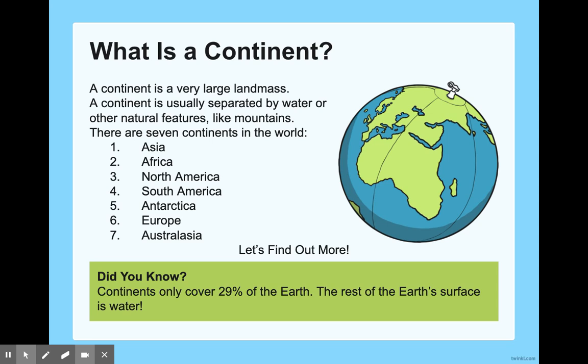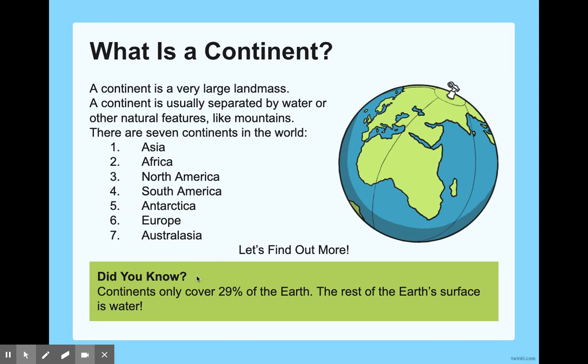Say these, repeat after me, please. Asia, Africa, North America, South America, Antarctica, Europe, and Australia. And that's spelled differently because this slideshow is actually from England or even Australia, and so they write their name a little bit different, but this is Australia. So let's find out more.